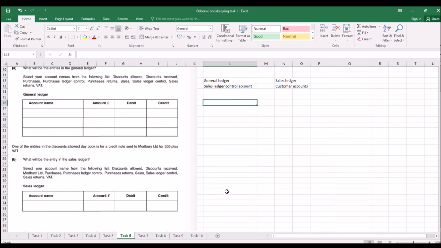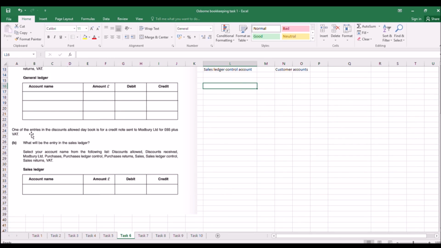That one. Right. One of the entries in the discounts allowed daybook is a credit note sent to Modbury Limited for £60 plus VAT. What will be the entry in the sales ledger? Okay, so notice we're seeing the sales ledger here, not the sales ledger control account. That's quite good. I've given an explanation there. Right, so we've got an entry in the discounts allowed, and it's going to be a credit note.